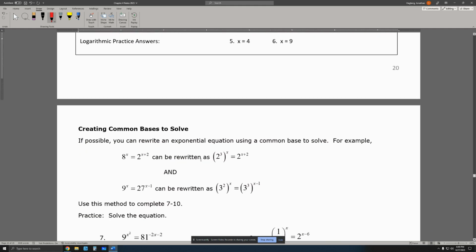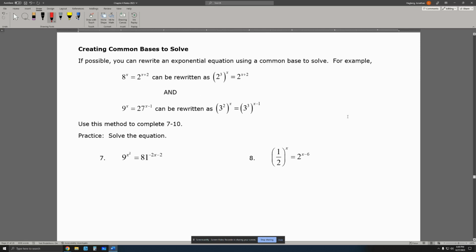All right, let's get some more practice. So go ahead and flip the page, creating common bases to solve. Sometimes you won't have a common base and you're going to have to manipulate the equation in order to get that common base. So for example, 8 to the power of x equals 2 to the power of x plus 2.